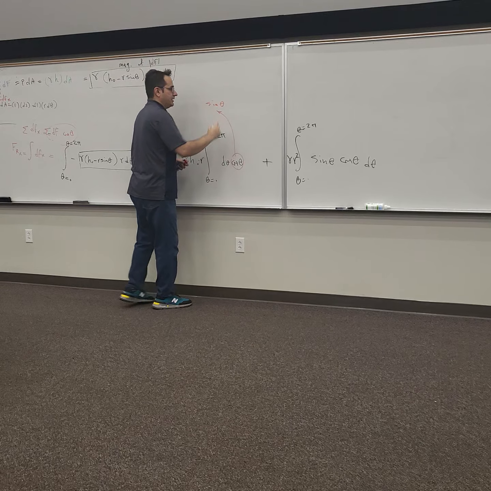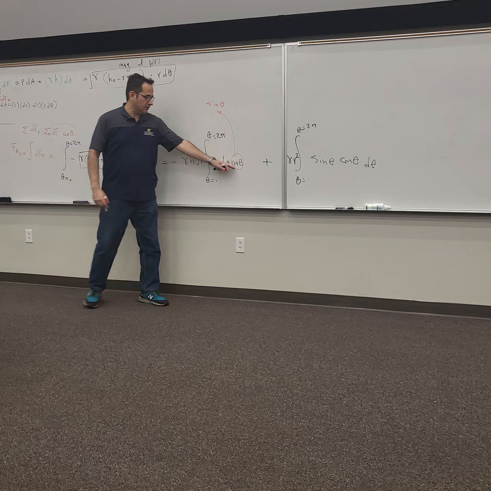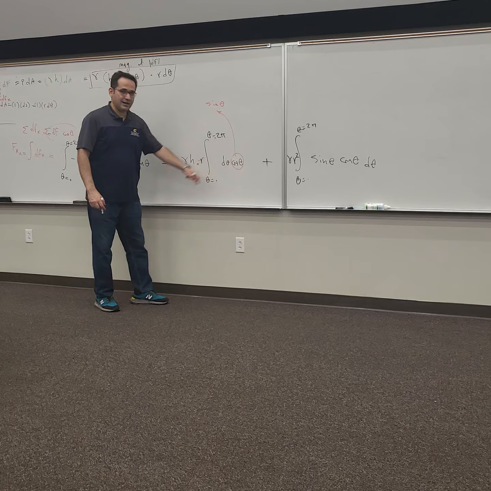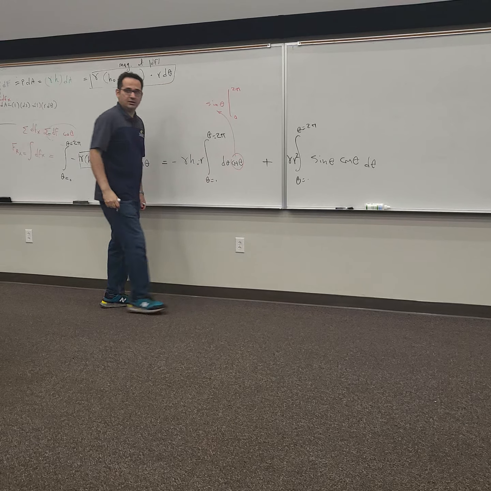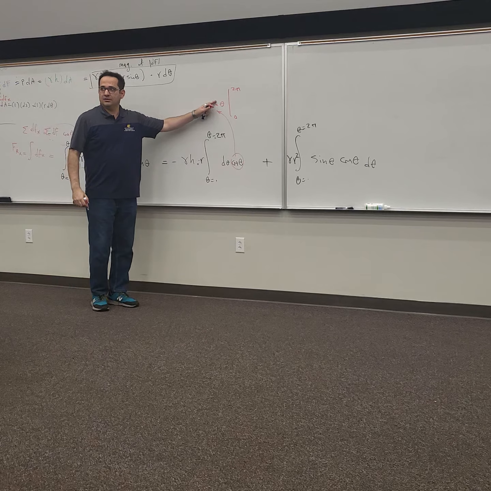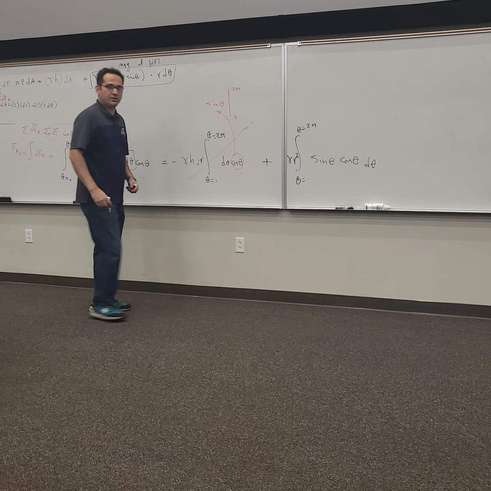Just sine theta, not negative. Take the derivative of that, what do you get? Cosine theta. So you evaluate that from 0 to 2 pi. What do we get? 0. So this guy is 0. It looks a little bit scary, but it's 0.